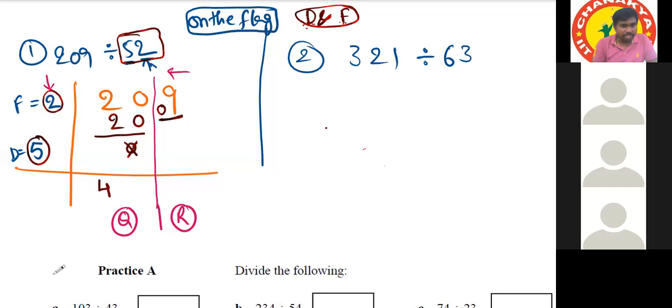Now we have completed with divisor. Now coming to the flag. 5 4s are 20 is over. Now flag number is 2. 2 4s are 8, sir. 8. Now 9 minus 8 is how much? 1, sir. That's all. Question is over. 4 with remainder 1. Sir, what about converting them to decimal? 4 with remainder 1. Sorry?